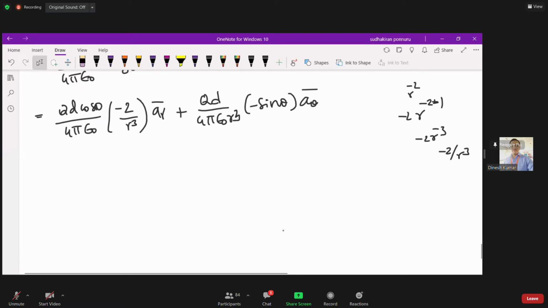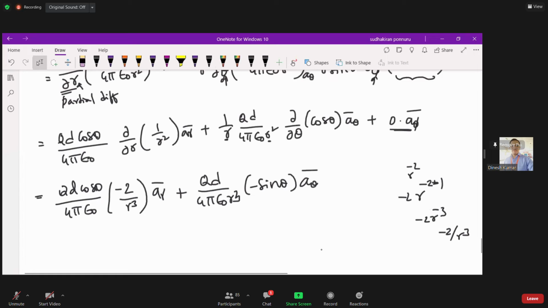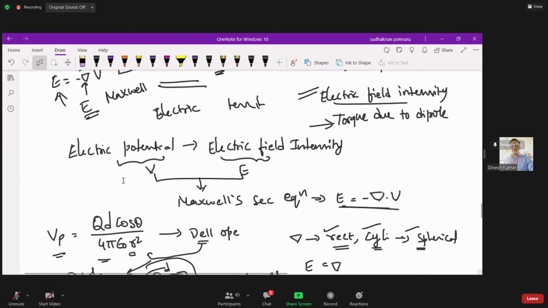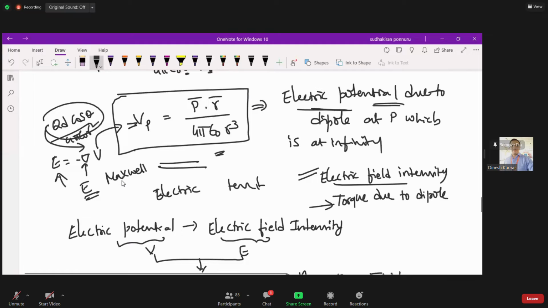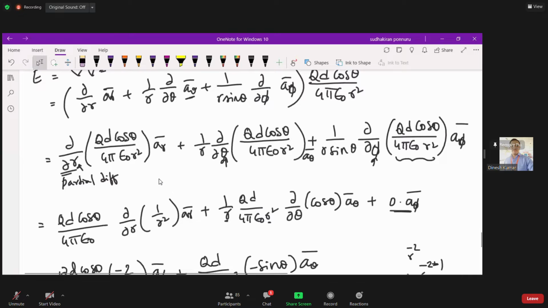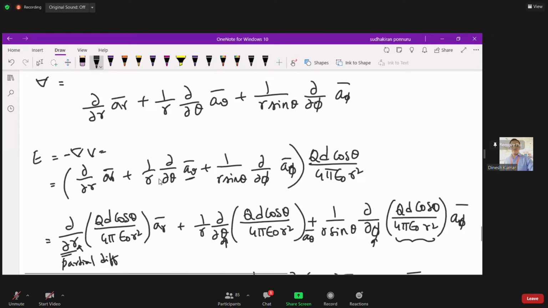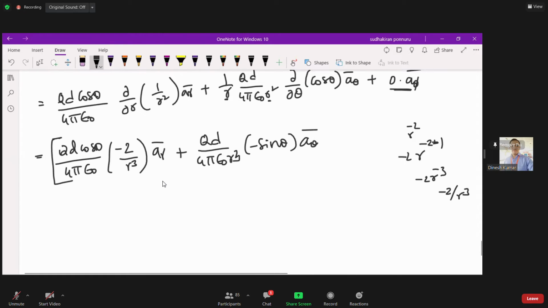See here, if you see the Maxwell's equation, what is the Maxwell's equation? Maxwell's equation is E is equal to minus of del V. So we have to include the minus sign here. So E is equal to minus of del V. So here we can have one minus sign outside, and everything should be multiplied with a minus sign.